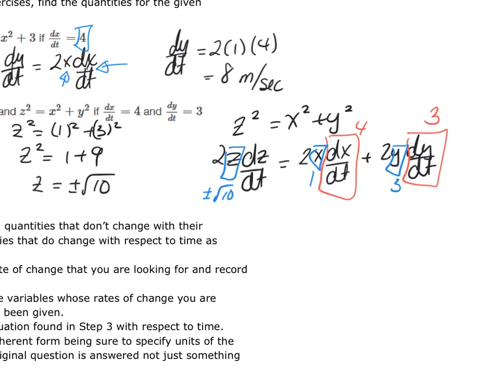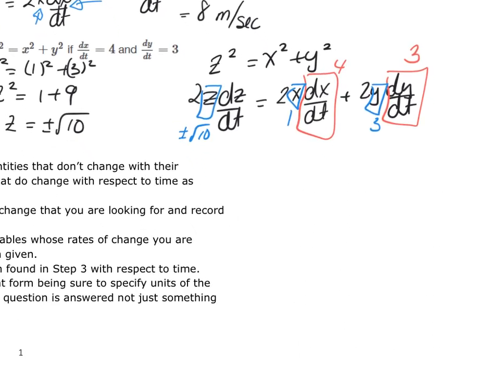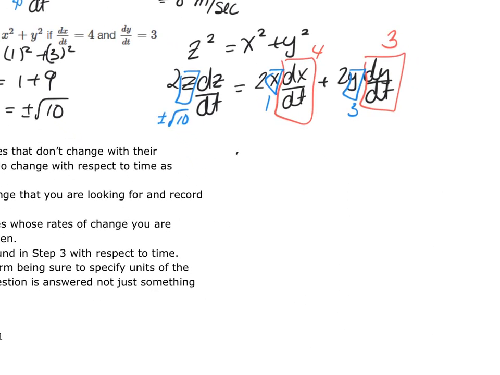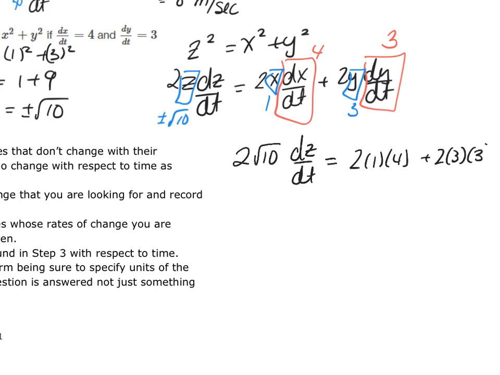Okay? So what I have then is 2, and I'm just going to use the positive because if you hadn't already recognized it, that was a Pythagorean identity. So of course distances are not going to be negative. So I'm just going to use the positive of it because it is the Pythagorean identity. So dz/dt. On the other side of the equal sign, I have replacements for all of my variables, including my dx/dt and dy/dt. So it'll be 2, 1 multiplied by 4, plus 2 multiplied by 3 multiplied by 3.